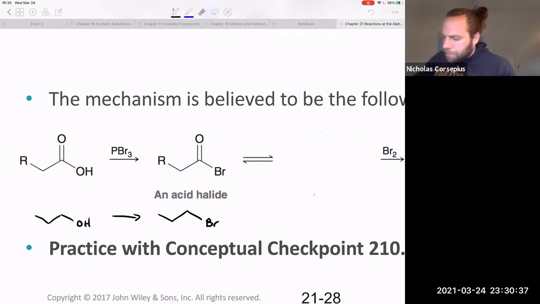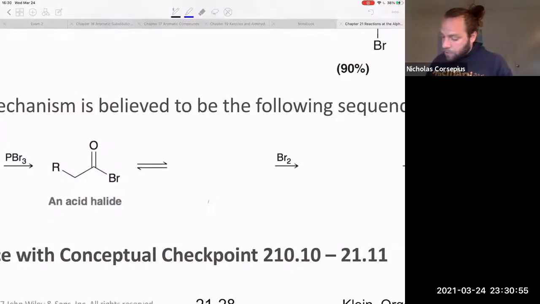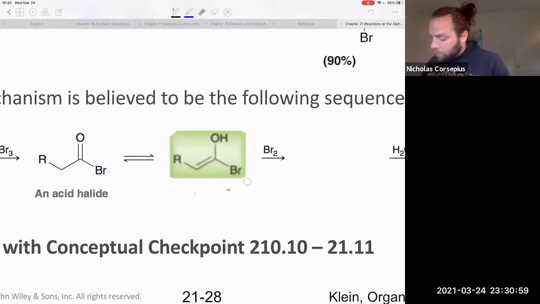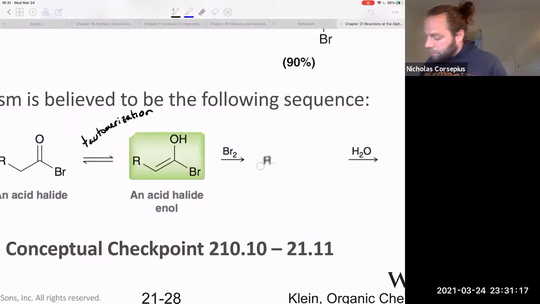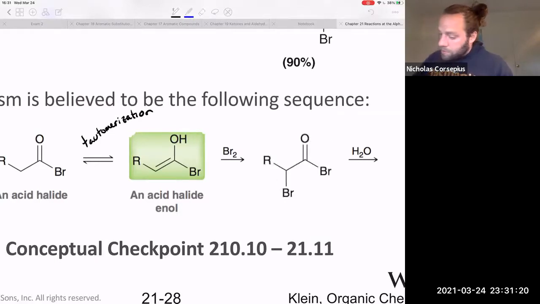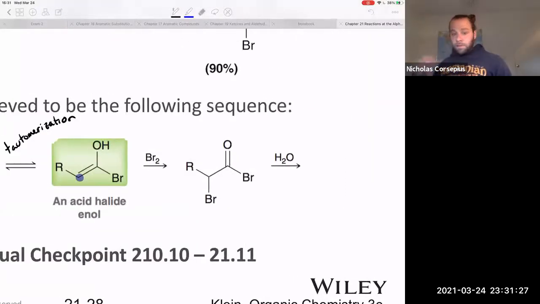So I'm not sure why this wasn't in last chapter. We learned about SOCl2, which is a way to form an acyl chloride, but we kind of should have learned about this one too. But anyway, the first step is basically you've got to get rid of that hydroxide group, got to get rid of that acidic proton. Now, this structure here is going to tautomerize to form what's called an acid halide enol. Basically, this is just our normal keto-enol tautomerization. Then we can treat this with bromine. We know that enols react with bromine at that alpha carbon. And now we have an acyl halide with this alpha carbon brominated.